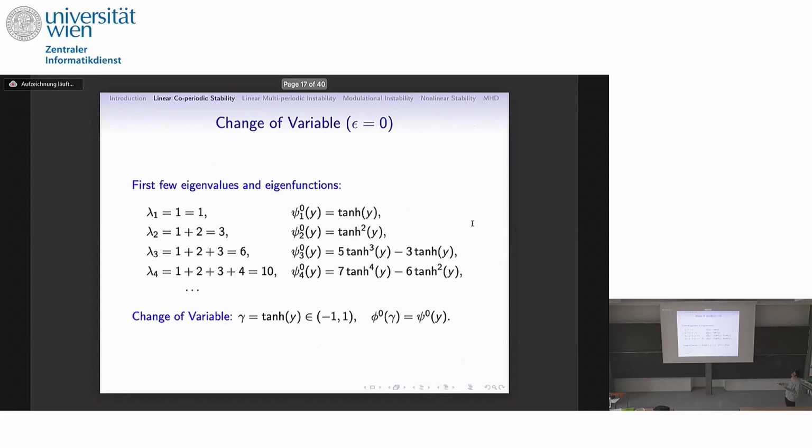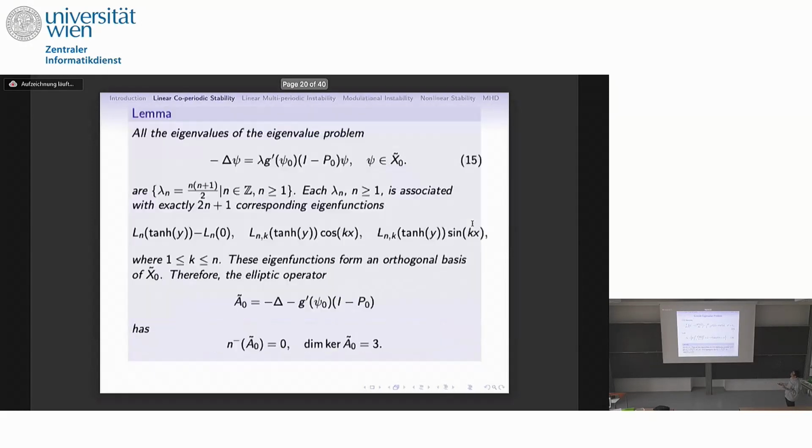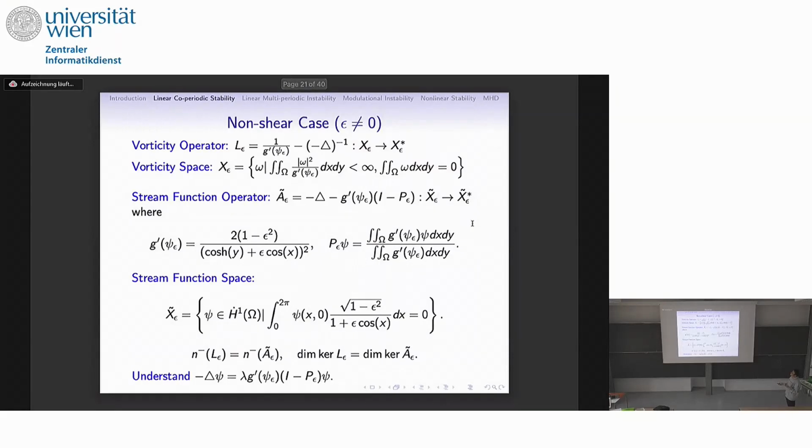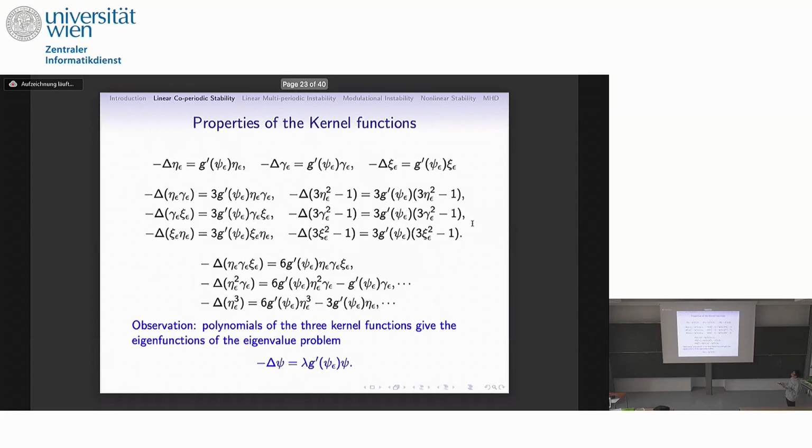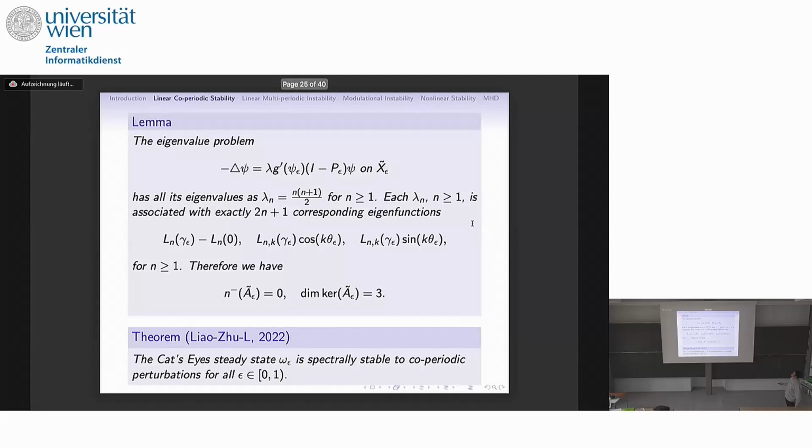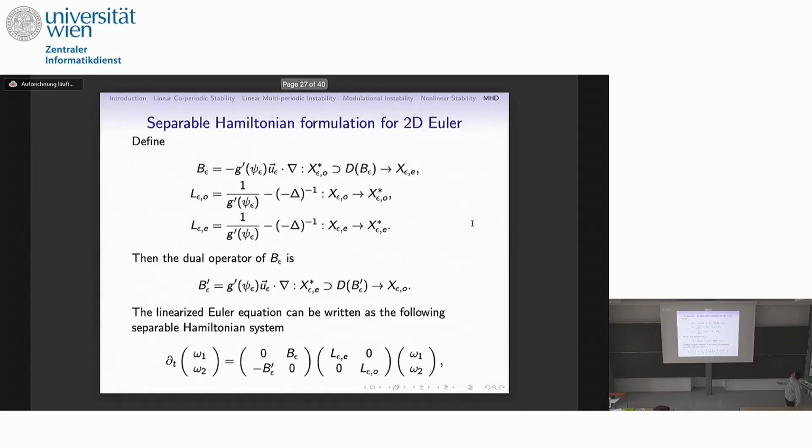But for this problem, we are able to find another Hamiltonian formulation. It's called a separable Hamiltonian formulation. So this will do the work. What is the separable Hamiltonian formulation? You can think of it as a more special Hamiltonian formulation.